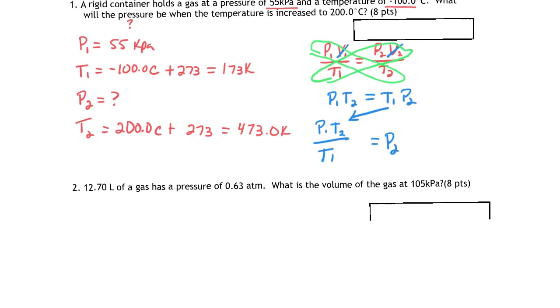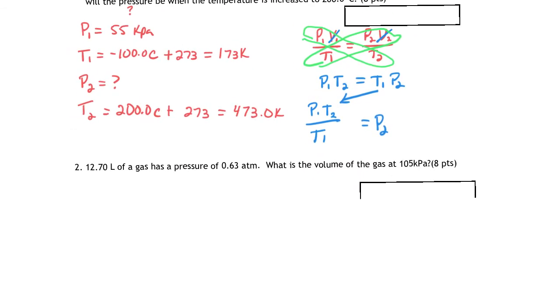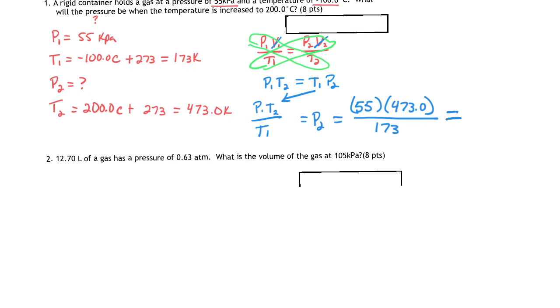Now I'm ready to just substitute in the numbers in my problem. P1 was 55 kPa. T2, when I converted it, was 473.0. And my T1, when I converted it, was 173 K. Well, we're not putting the units down, so we'll just go with that. So now I'm ready to put that in my calculator. When I put that in the calculator, I'm going to get 150.38, blah, blah, blah.